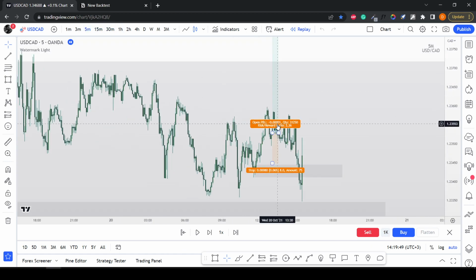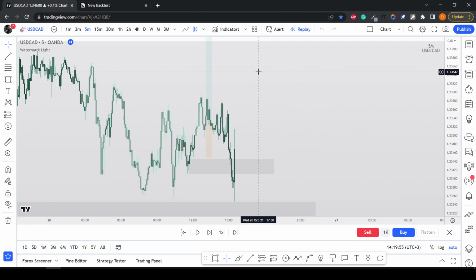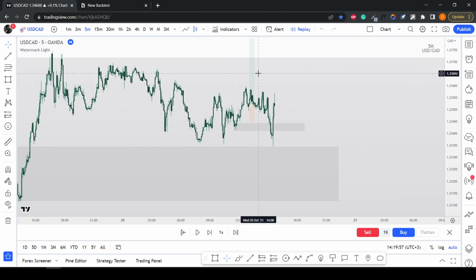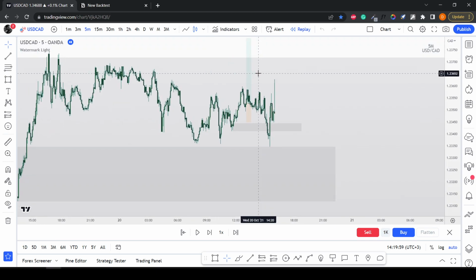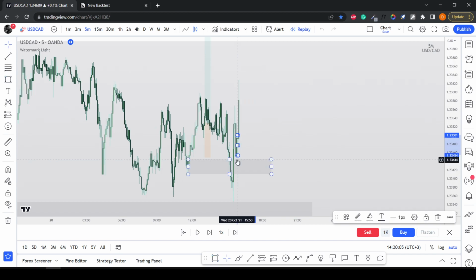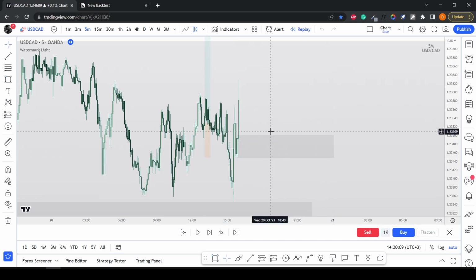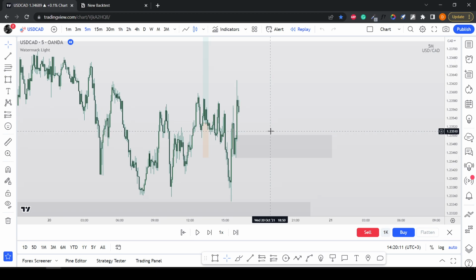But again, it's a bit weaker, so it can go either direction. Let's just wait for something more clear. It's moving up right now, and this would be a really nice zone to have as our entry foundation. Let's see if we will have anything.